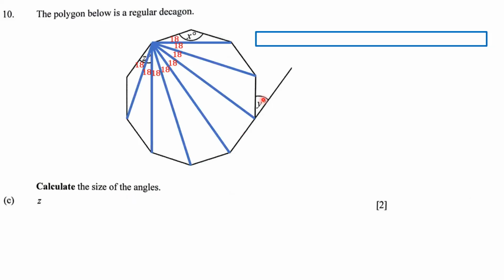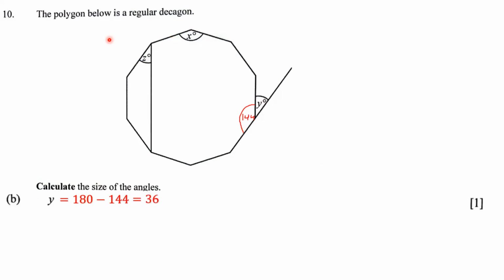All right, moving right along, it says the polygon below is a regular decagon. Calculate the size of angle Z. Now, let me just clarify it. Angle Z is this one, right? This part right there is not really a full interior angle. So it cannot be 144, because it's not like we're looking at all of this. We're looking at part of the interior angle, which is Z.